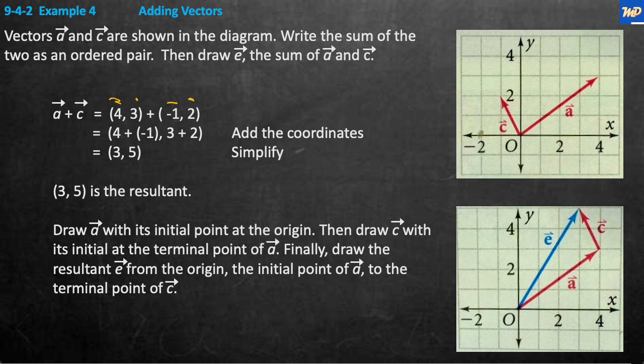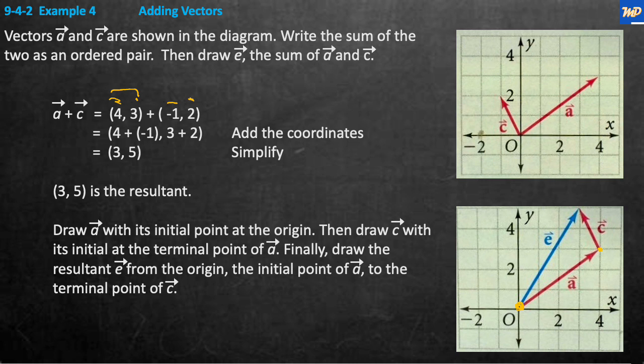That's our resultant vector. It says draw A with its initial point at the origin. So A starts right down here with its initial point at the origin. And then draw C with its initial point at the terminal point of A. Well, the terminal point of A is right up here at 4, comma 3. Then draw the vector C with its initial point at the terminal point of A.